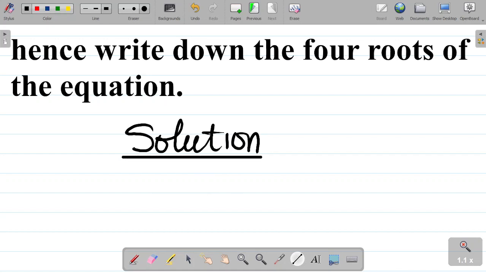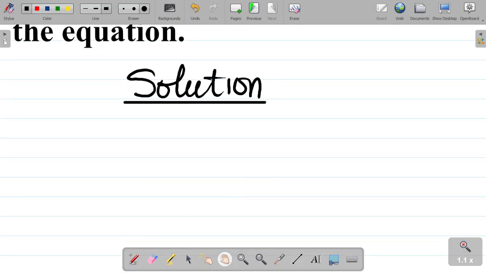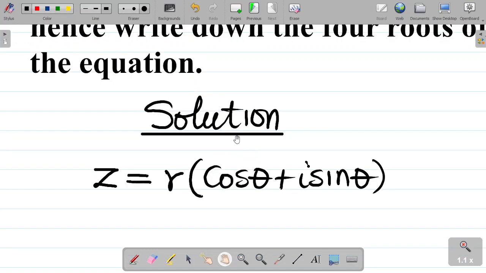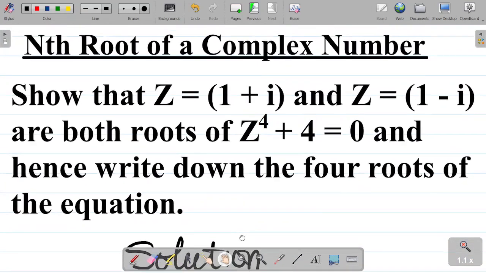Now recall that in our previous class, we talked about the concept of complex numbers, and we said complex numbers can be arranged in polar form. We talked about the polar form of a complex number as being equal to r, then we said this is equal to cos theta plus i sine theta. And we said this is the polar form of writing a complex number. Now, we would need this concept in finding the nth root of a complex number.